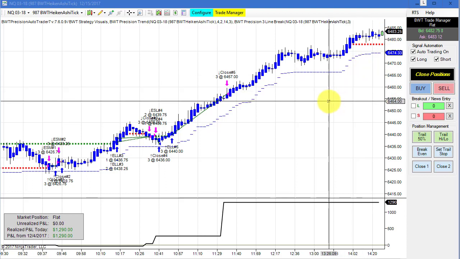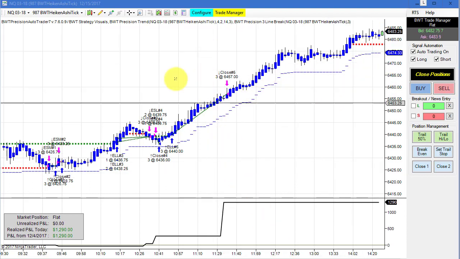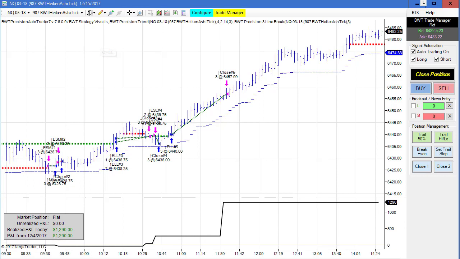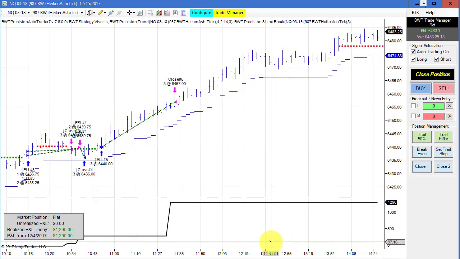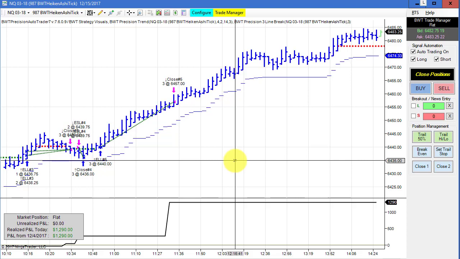Anyway, today is Friday, December 15th, and first up is the Nasdaq. Somebody recently wrote to me about wanting to see performance for the Nasdaq. Well, here you go. Here's our Nasdaq on a 987 BWT Heikin-Ashi tick chart, and I made these open, low, high, close bars so we could see the bars and the trades a little bit better.